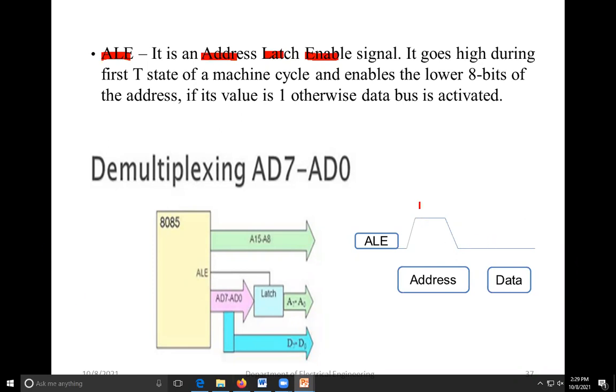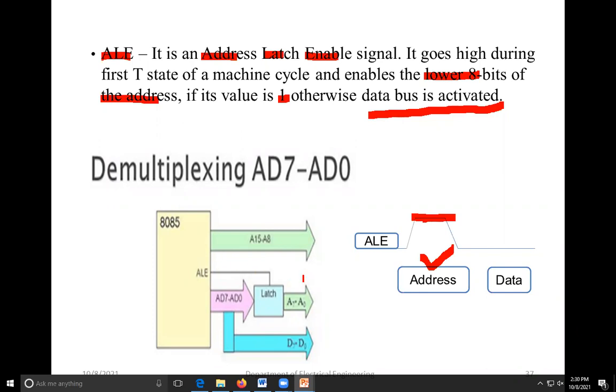Okay. So the T-state and machine cycle we are discussing in the next point. It enables the lower 8 bits as the address if its value is 1, otherwise the data bus is activated. See, the T-state and machine cycle. When this is high, it acts as an address bus. What is the meaning of the address bus? AD0 to AD15 are the address bus. You know that AD0 to AD15 are the address bus. Means what? How many address lines are there? 16, a 16-bit address bus.